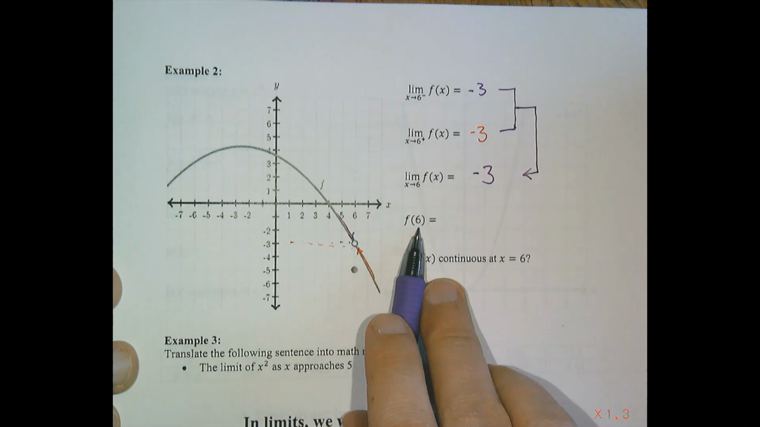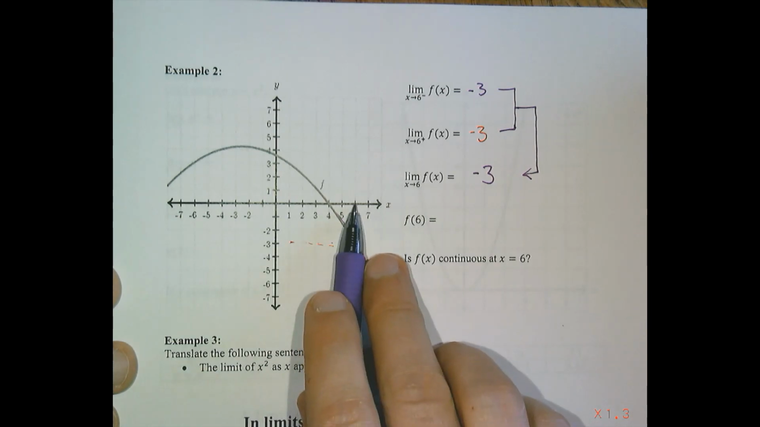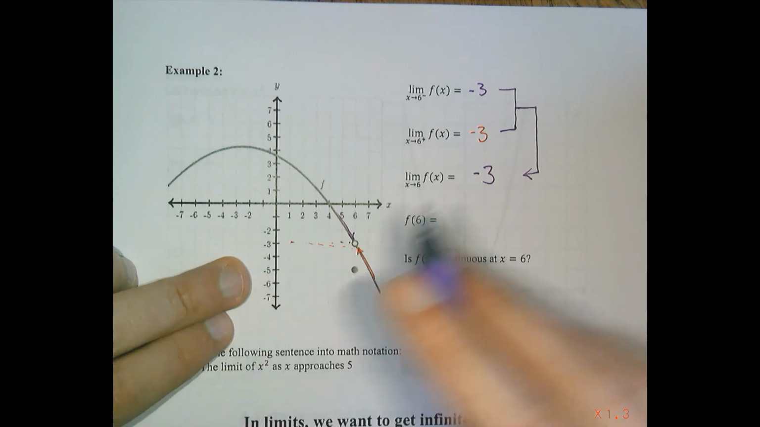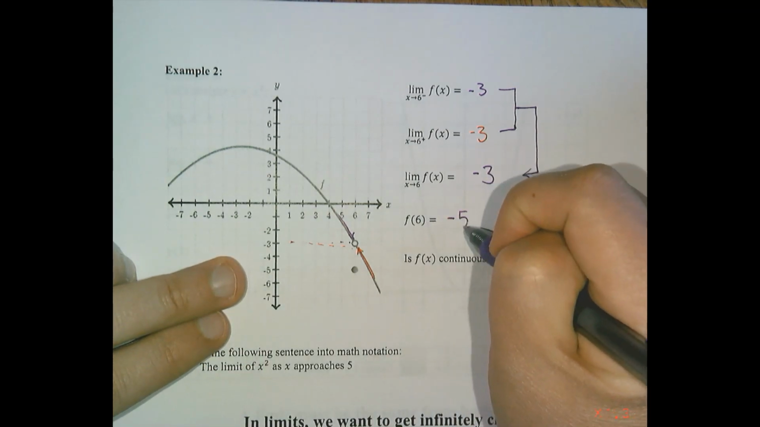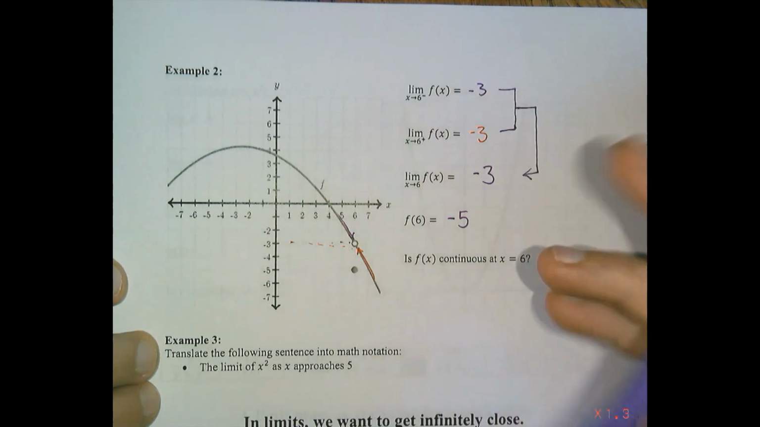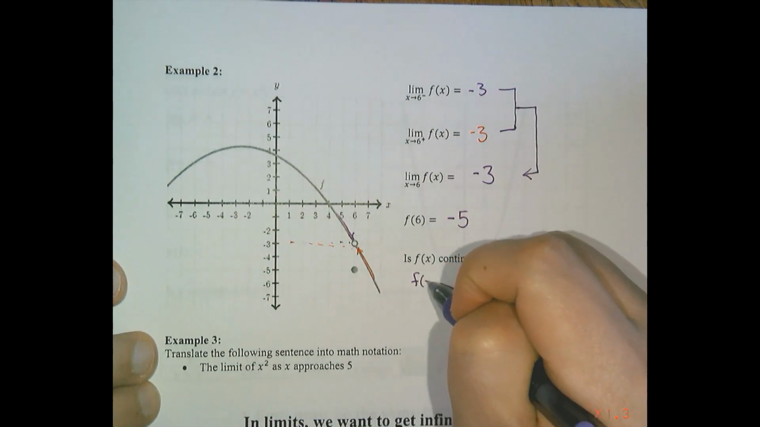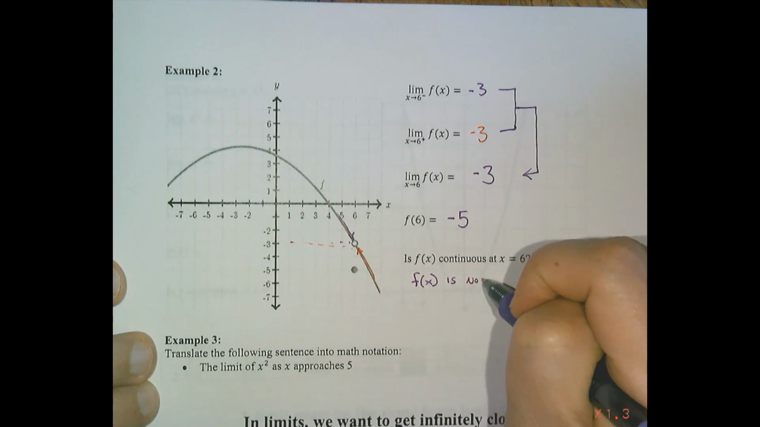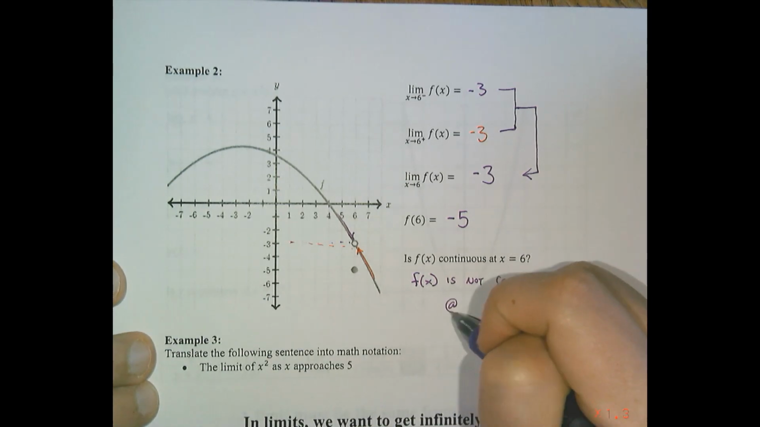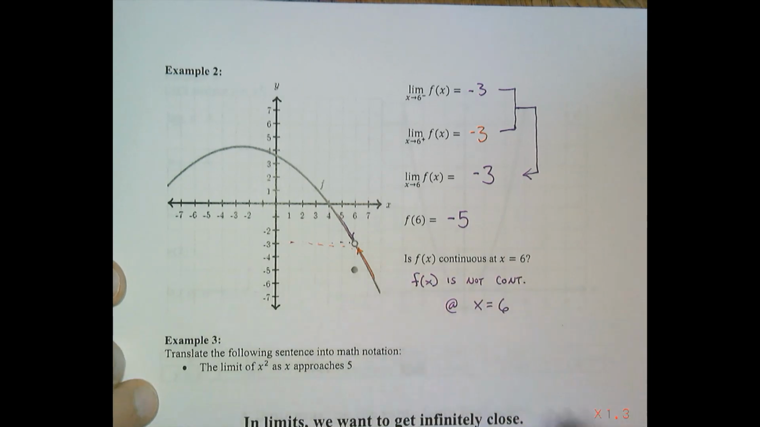However, if I evaluate the function at 6, I get an answer of -5. And because these numbers are not all the same value, we can say f of x is not continuous at x equals 6. Okay?